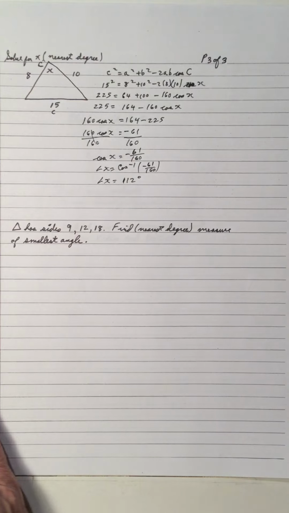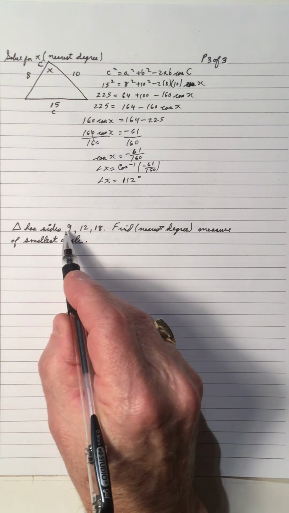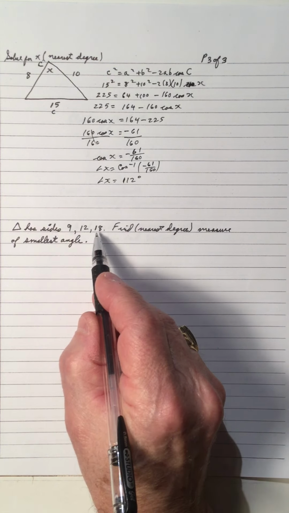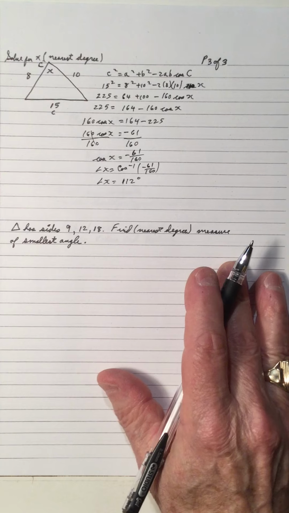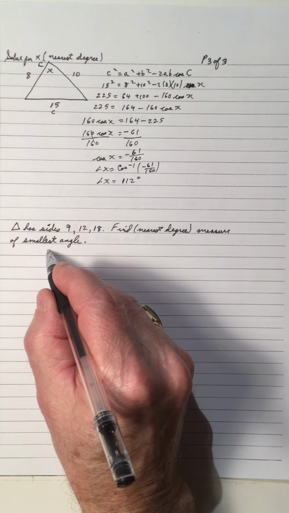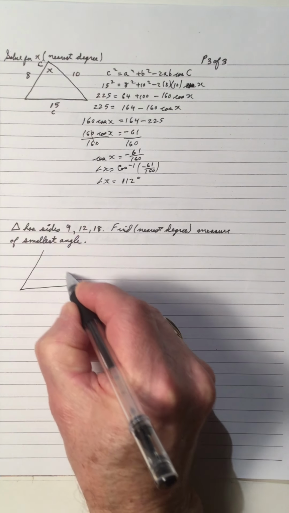Okay, let's do this one the other way. The sides of a triangle are 9, 12, and 18. Find to the nearest degree the measure of the smallest angle. So let's draw the diagram. And here we go. I always like to draw the diagram.